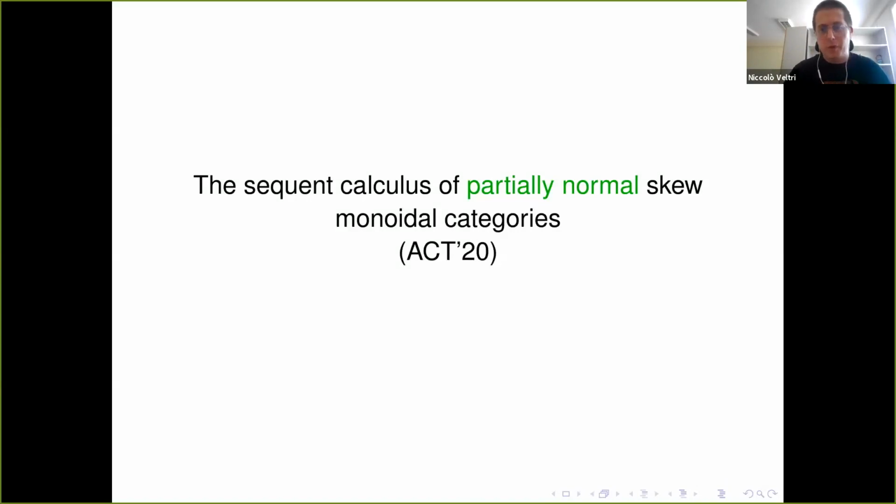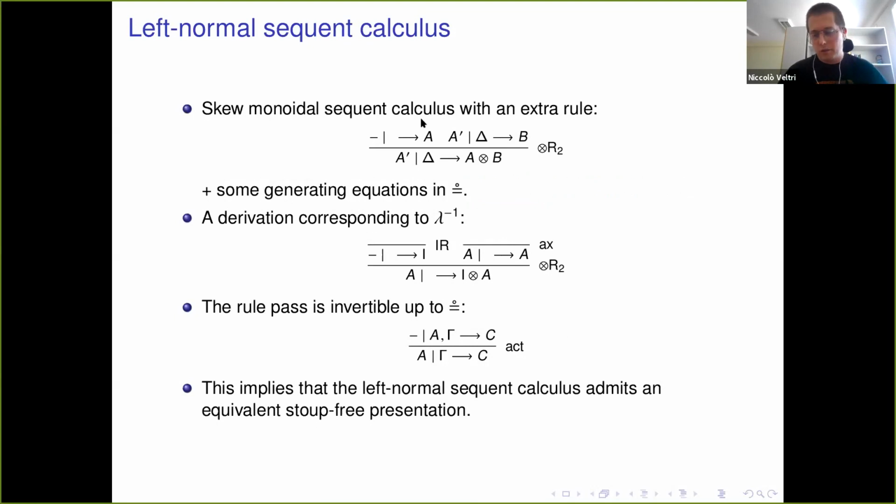So now we start talking about partial normality. We'll see the three cases: left normal, right normal, and associative normal. So what we're trying to do is obtain a sequent calculus here, for example, for left normal skew monoidal categories. So remember, left normal means the lambda is invertible.